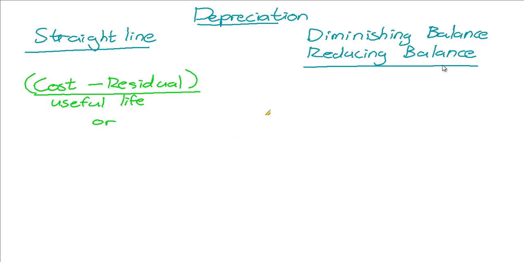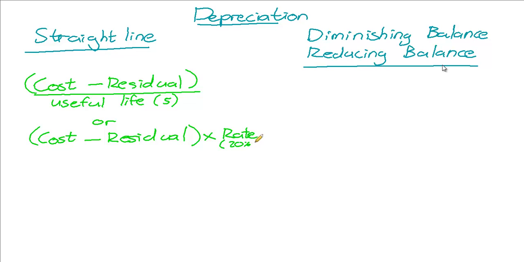for example, a useful life of 5 years would be the same as a depreciation rate of 20% on the straight line method. So in that case, I can again take my depreciable amount, which is the cost minus the residual value, and I'll simply multiply that by the rate that I have been given. Good, so useful life, or I'm just going to put in brackets here, of 5 years is going to equate to a rate of 20% on the straight line method.